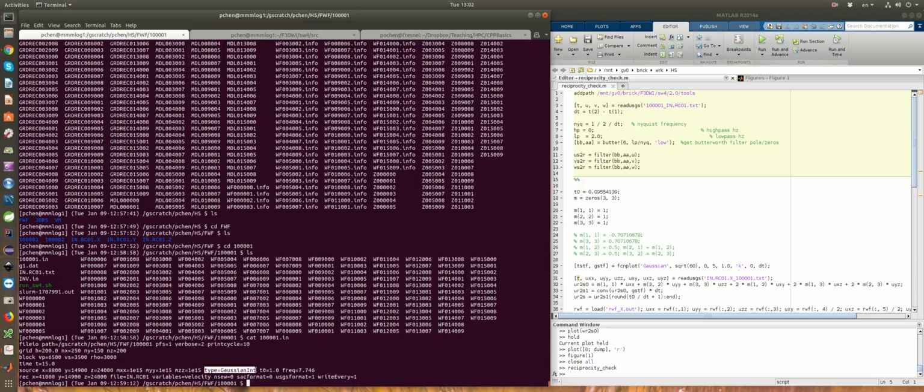Why is it a Gaussian int? It's an integral of a Gaussian, right? So SW4 is different from AWP. AWP actually solves the velocity-stress formulation, but SW4 actually solves the elastic wave equation expressed in the displacement form, right?